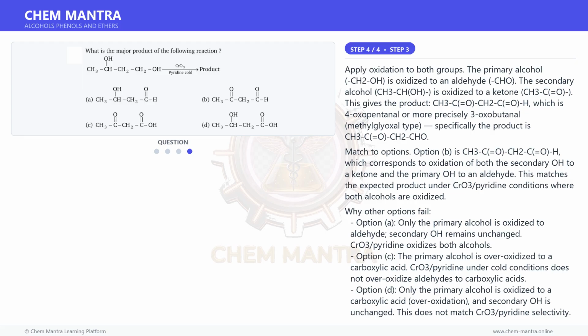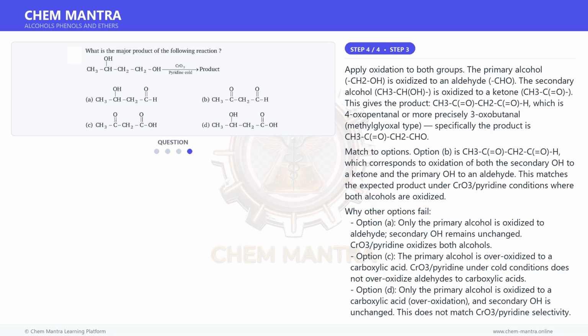The primary alcohol, CH2OH, is oxidized to an aldehyde, CHO. The secondary alcohol, CH3CH(OH), is oxidized to a ketone, CH3C=O. This gives the product CH3C(=O)CH2C(=O)H, which is 4-oxopentanol or more precisely 3-oxobutanal, methylglyoxal type. Specifically, the product is CH3C(=O)CH2CHO.